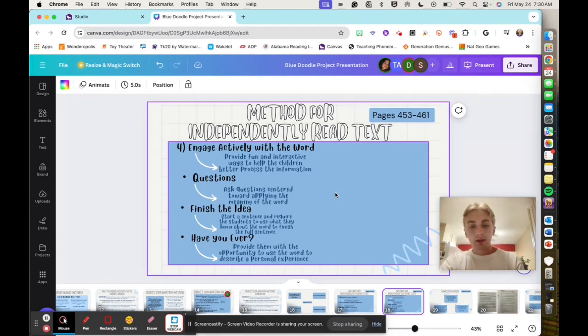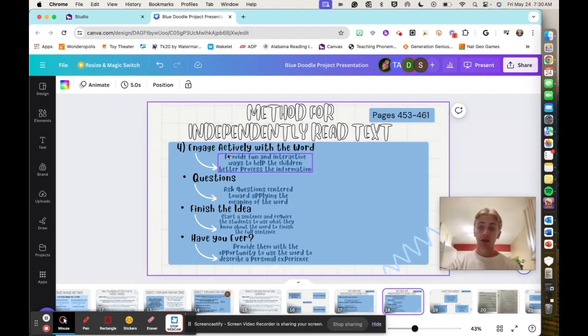And then the last one is, have you ever? And it says to provide them with the opportunity to use the word to describe a personal experience. And so that could be, can you describe a time when you should have but did not coordinate plans with someone? What happened? So ask something that'll get them thinking, trying to help them understand, kind of compare it to what they've experienced in their life so they can bring it back to that.